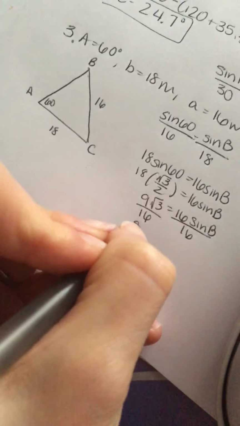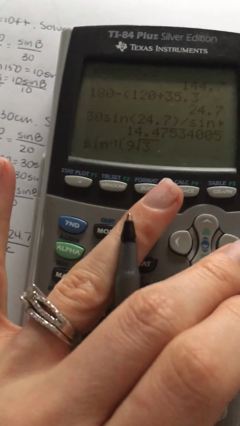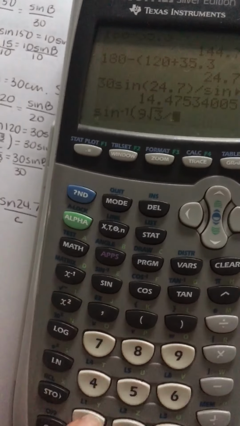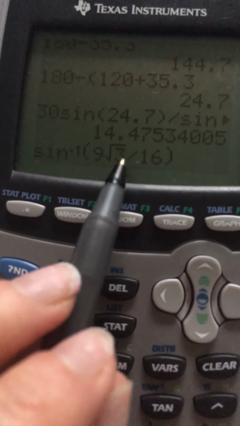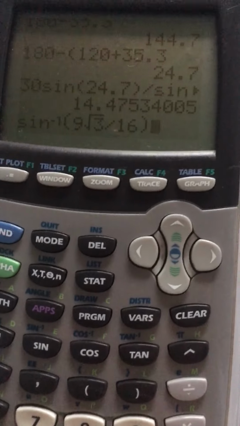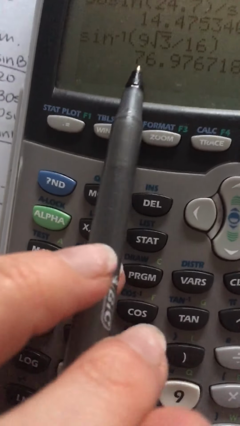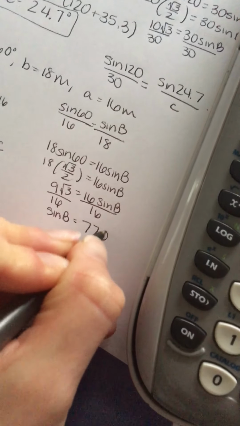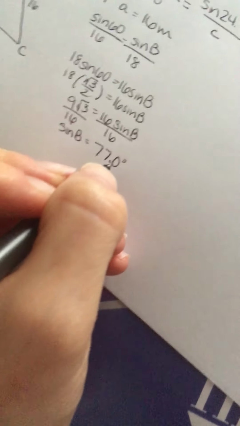So I'm going to get sine B is equal to 9 root 3 divided by 16. Make sure that root, by the way, ends where that number ends, so you're not taking the square root of the whole thing. All right, so I get 76.97. I'm going to round that to 3 significant figures. That would give me 77.0 degrees. All right, so that's option 1.